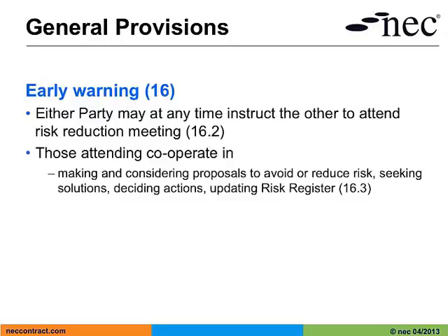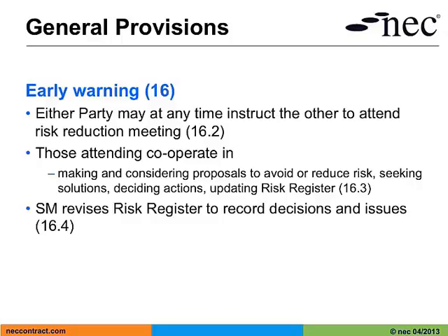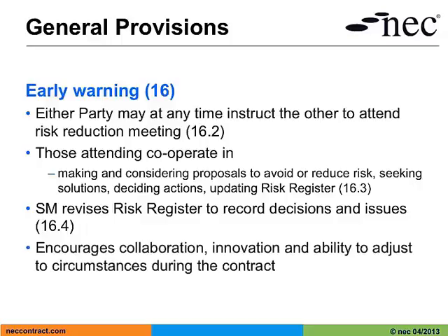Those attending the risk reduction meeting cooperate in making and considering proposals to avoid or reduce the risk, seek solutions, deciding actions, updating the risk register. The service manager then revises the risk register to record decisions and issues it to the contractor. The whole purpose of the early warning process is to encourage collaboration, innovation, and the ability to adjust to circumstances during the contract.